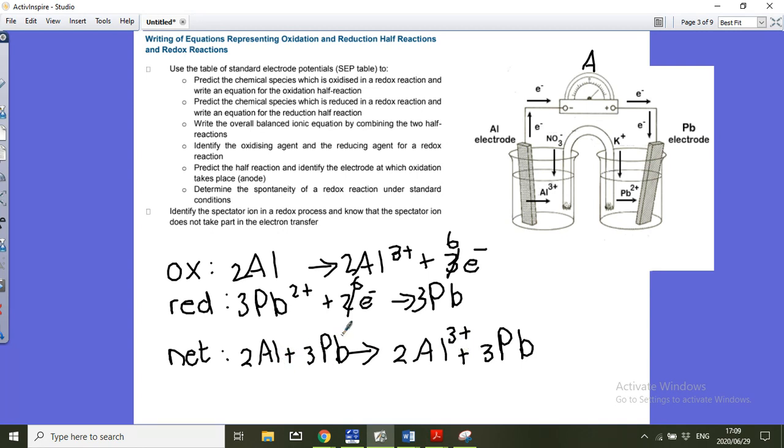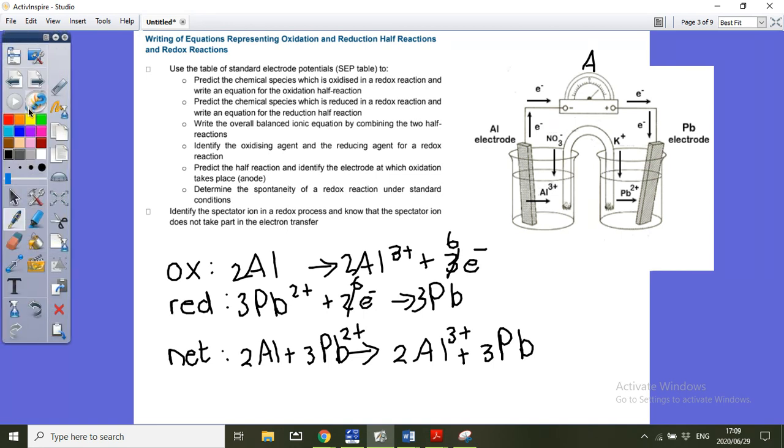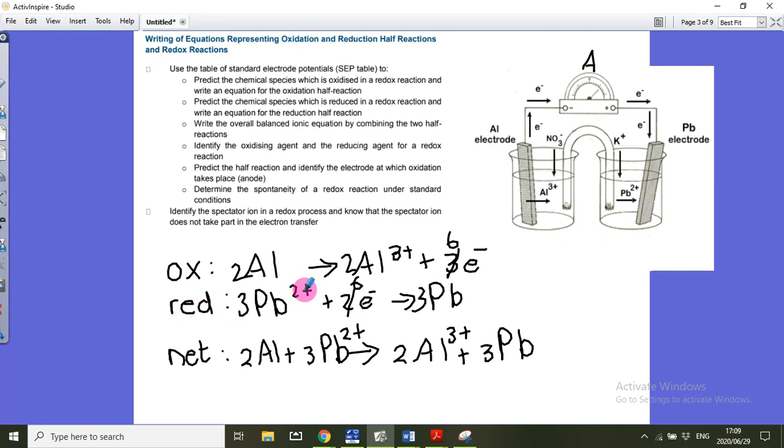And in this one, you need to say Pb2+ because ions and metals are not the same thing. So you need to be specific. Now, we can identify a lot of things. Remember, for the oxidizing agent, we're going to look at which one was reduced. So the lead 2 plus, and be careful, you have to say lead 2 plus, not lead.